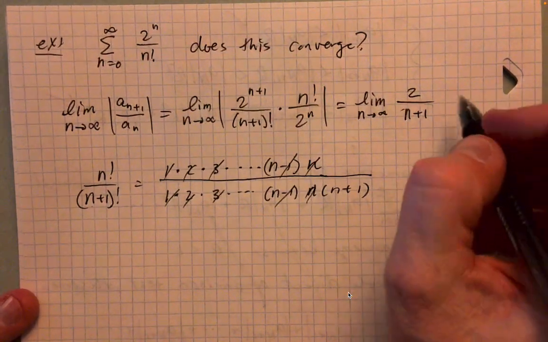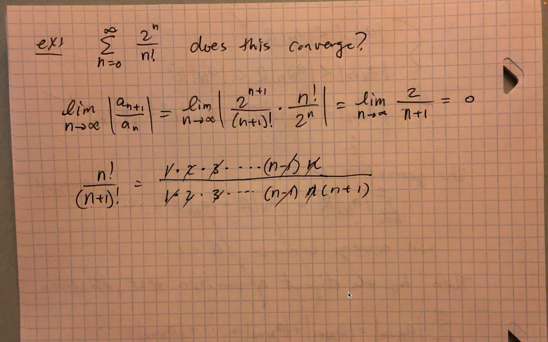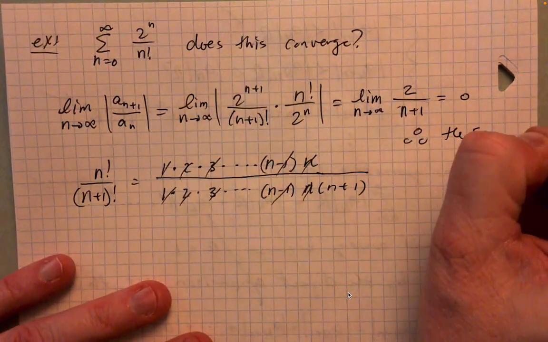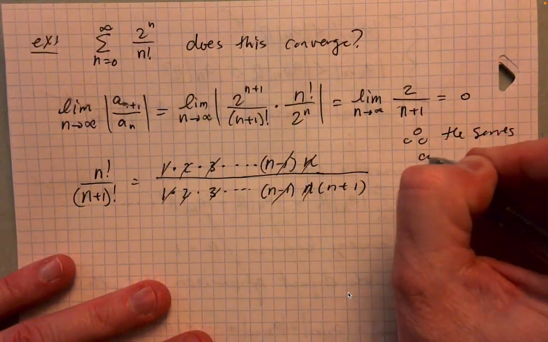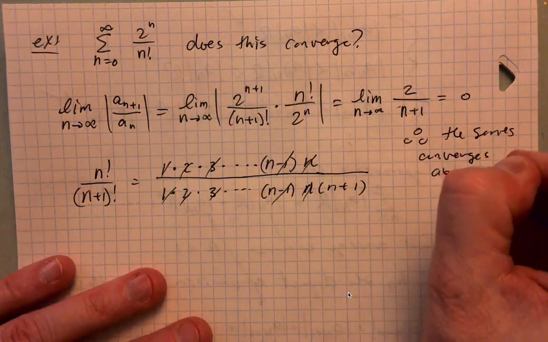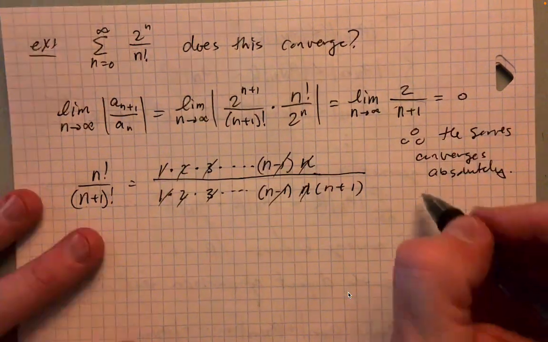And so this guy here clearly goes to 0. Okay, and so that is good enough. That's what we needed to see. And so we would say, therefore, the series converges, and converges absolutely. And this is by the ratio test. I better put that in there.